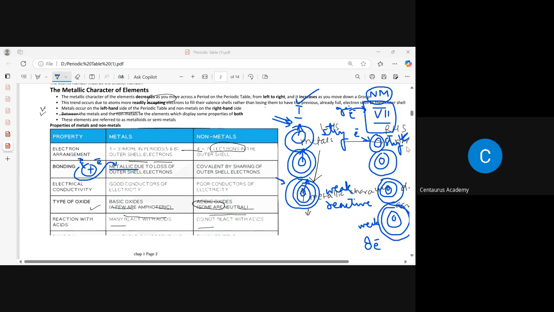Non-metals tend to form covalent bonds by sharing their outer shell electrons with other atoms.